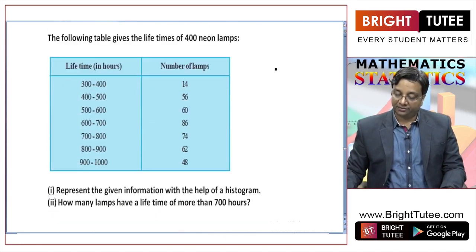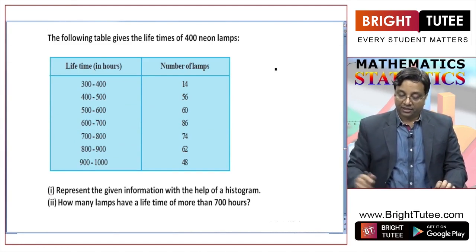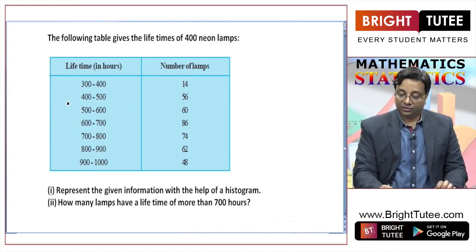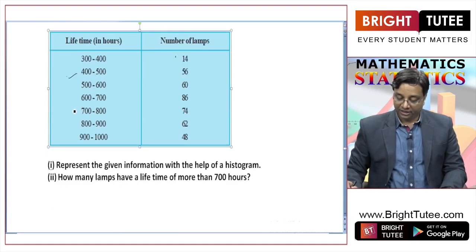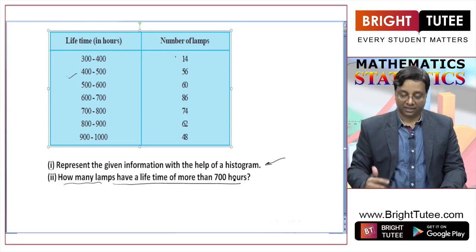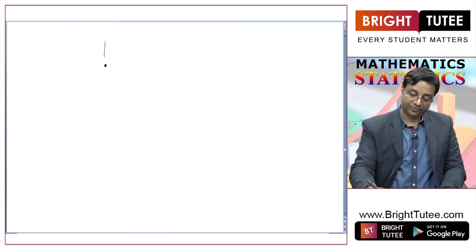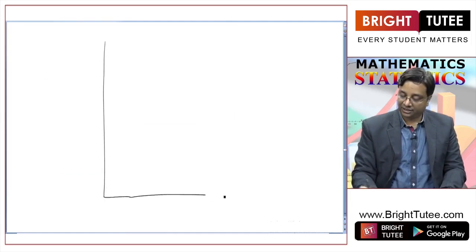The following table gives the lifetimes of 400 neon lamps. Lifetime is in hours: 300 to 400, 14 lamps; 400 to 500, 56. So we need to represent this data by using a histogram. And how many lamps have a lifetime of more than 700 hours? So we need to draw a histogram. So we need a horizontal axis and a vertical axis.